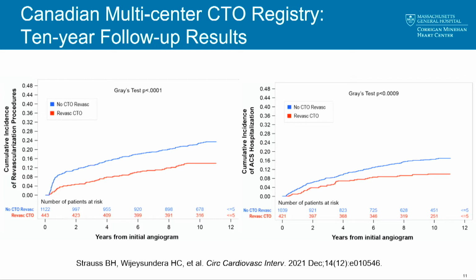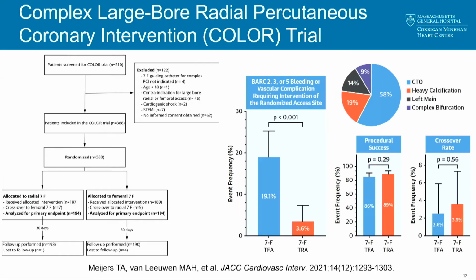And if you also looked at the incidence of needing repeat revascularization or hospitalization for ACS, again, it was in favor of CTO revascularization. Another randomized control trial, which was a little controversial, was the COLOR trial. What it did was it randomized patients in a 1-to-1 fashion to either 7 French transfemoral access or 7 French transradial access. And they looked at outcomes of bleeding academic research consortium 2, 3, and 5 bleeding or vascular complications requiring intervention. And they looked at only the primary randomized site.